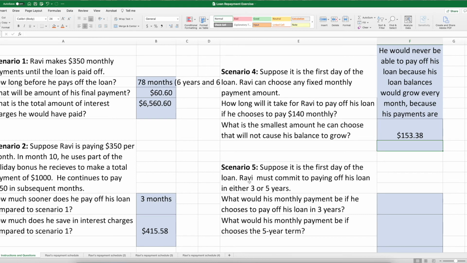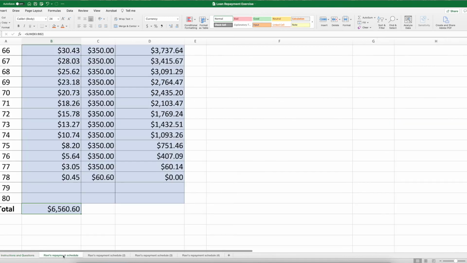Okay, scenario 5. Suppose it is the first day of the loan. Ravi must commit to paying it off in either 3 or 5 years. So the length term of the loan is up to him. It can be either 3 or it can be 5. What would his monthly payment be if he chooses to pay off the loan in 3 years? Well, let's figure that out.